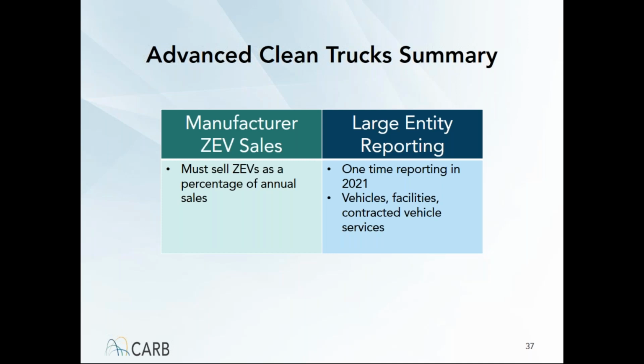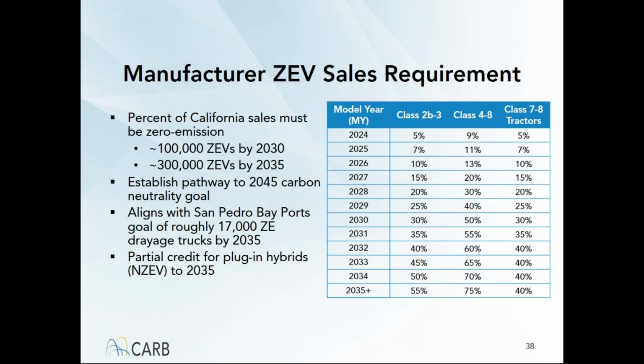The ZEV requirement for sales is shown here. I'm not going to read through all these, but it begins in 2024, and it's a percentage of your vehicle sales depending on the class size. So the small ones, class 2B through 3, 5% of the fleet starting in 2024 has to be zero emission vehicle. And you can see the percentage going on there.